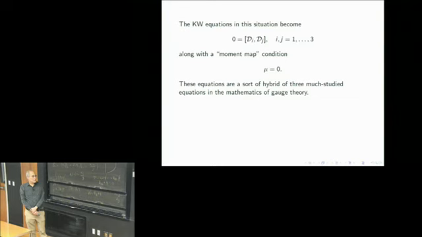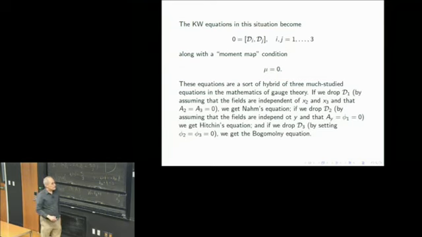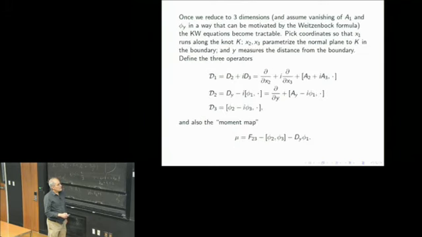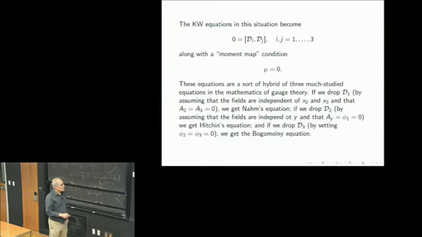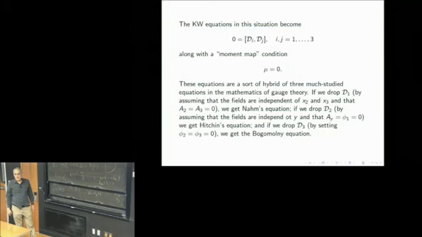These equations are a hybrid of 3 much-studied equations in the mathematics of gauge theory. If you drop D1 by considering solutions where nothing depends on x2 and x3 and a2 and a3 are 0, then D1 is effectively 0 and you can drop it. And I'll mean something similar by dropping the others. If you drop D1, you get Nahm's equations. If you drop D2, you get Hitchin's equation. And if you drop D3, you get the Bogomolny equation. So 3 much-studied equations of mathematical physics in dimensions 1, 2, and 3 are specializations where you drop one of the Ds.